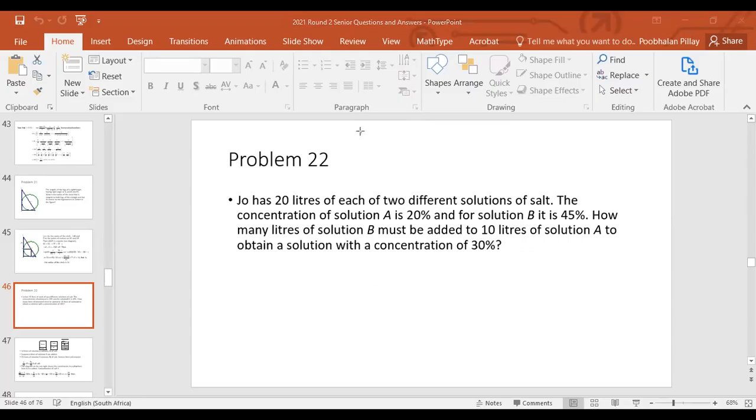So you've got containers of salt solution. Concentration, there are 20 liters. Imagine this container here is filled with 20 liters of brine. Salt water is sometimes called brine. And this is your A.